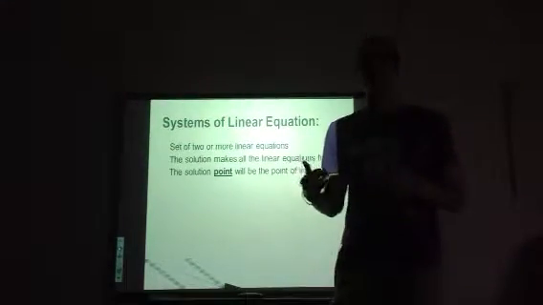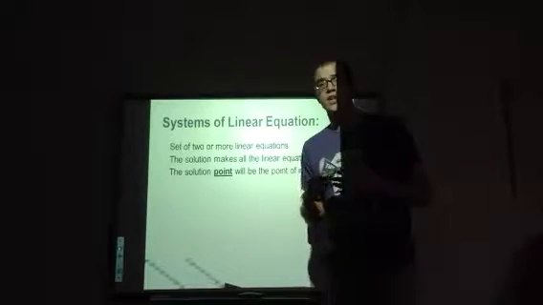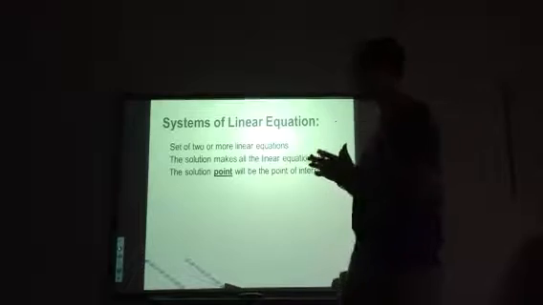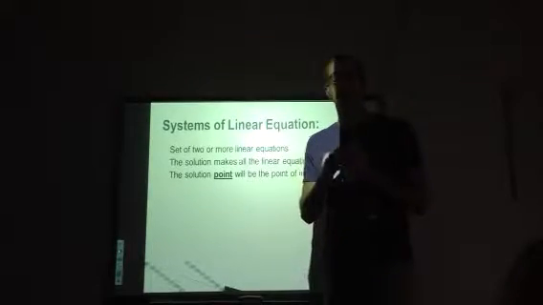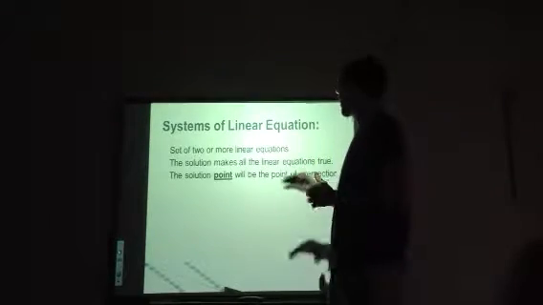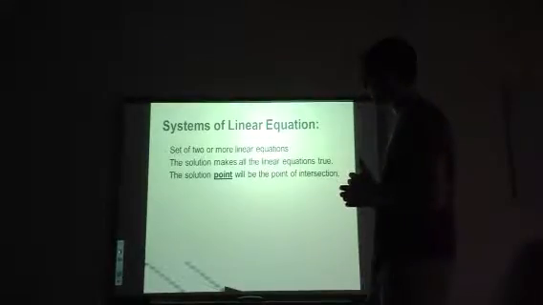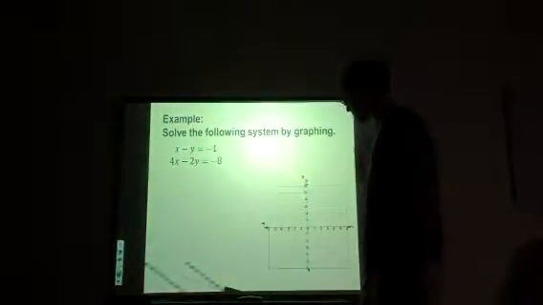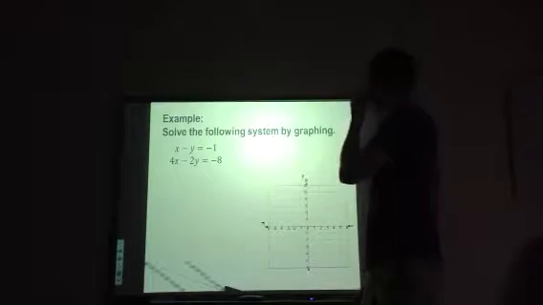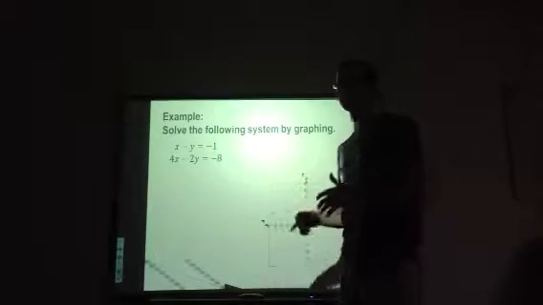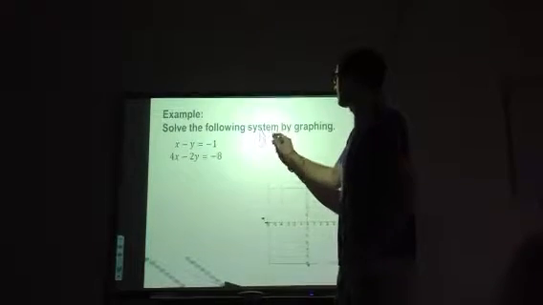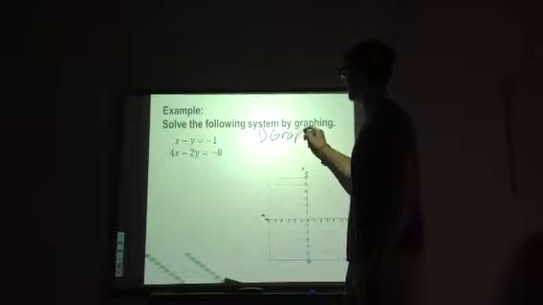That's what we looked at last time. If we want to find the point where both of those equations are true, then the point has to be on both of those lines. The only point that's going to be on both of those lines is the point of intersection. So let's look at some more example problems. If we're going to solve this system by graphing, there are 3 steps. Step 1 is to graph the equations.